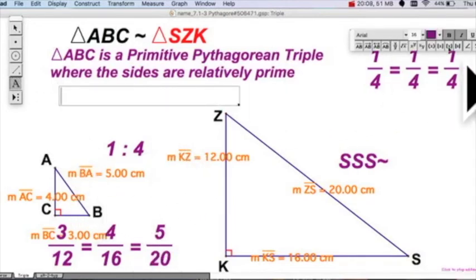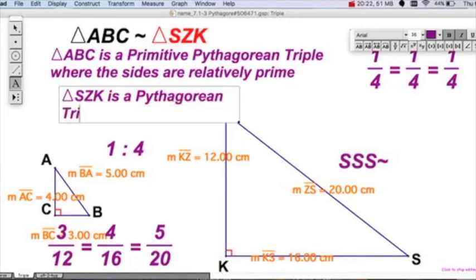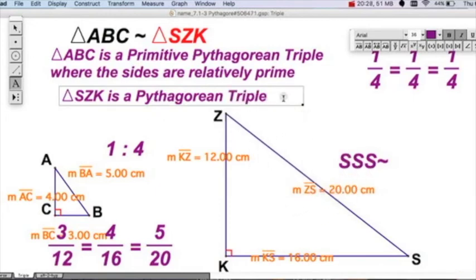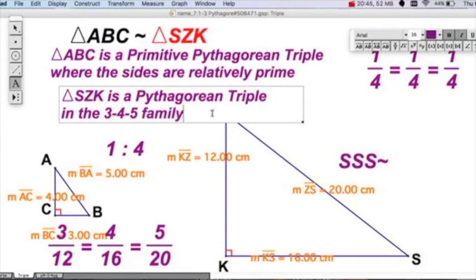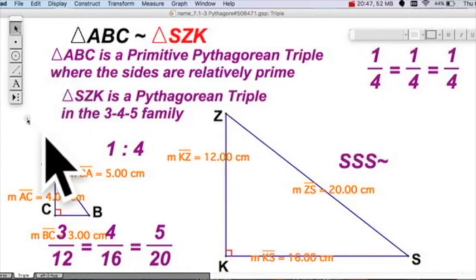And we're going to say that triangle SZK, it is still a Pythagorean triple. Notice I left the word out there. It is still a Pythagorean triple because I've got whole numbers for the sides. However, they're not relatively prime. So we're going to say it's a Pythagorean triple in the 3, 4, 5 family. Yes, it's all about family here. Check that out. Now that is mixing together a bunch of concepts.